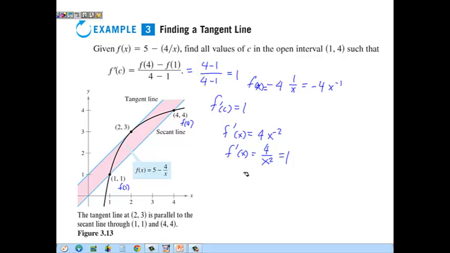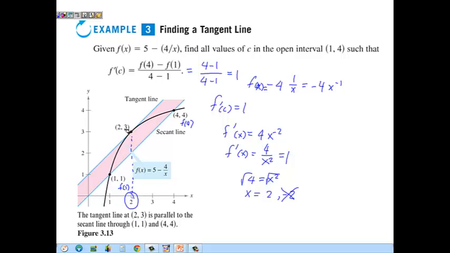So we're going to multiply both sides by x squared. So we get 4 is equal to x squared. Take the square root of both sides, and we get x is equal to 2 and negative 2. But only this one is between my interval. This one's not in my interval, so we don't have to worry about that one. Now we want to find this point right here, which happens to be 2.